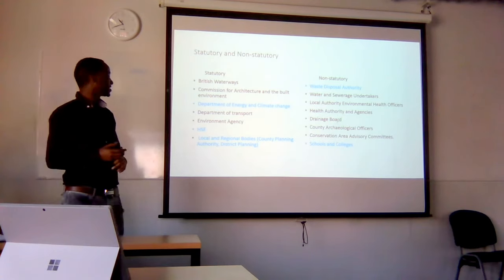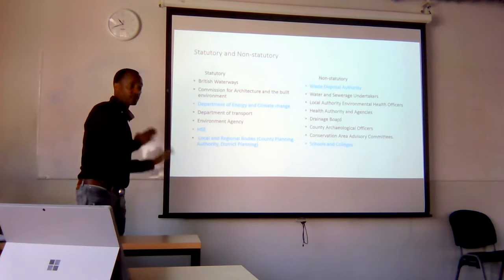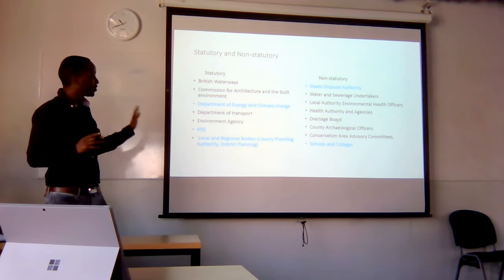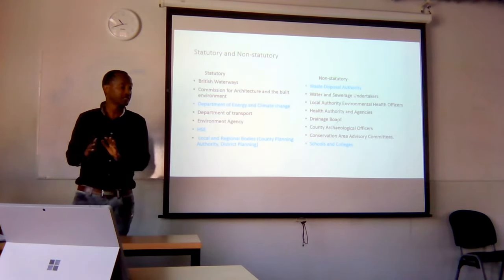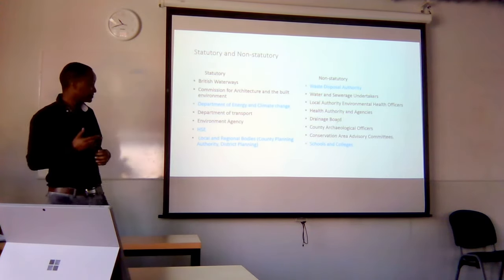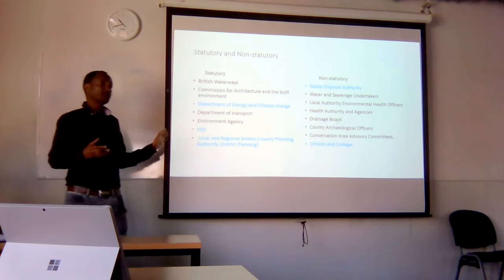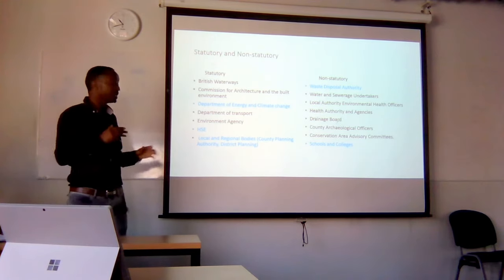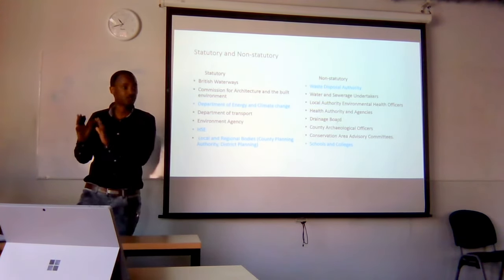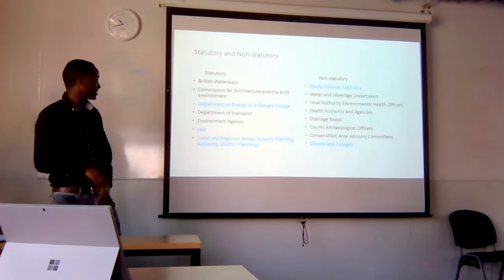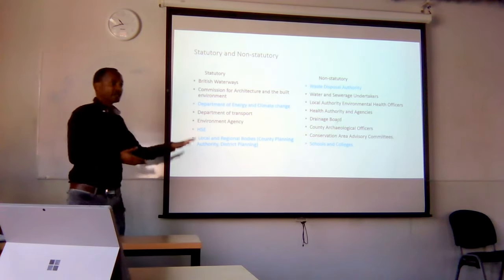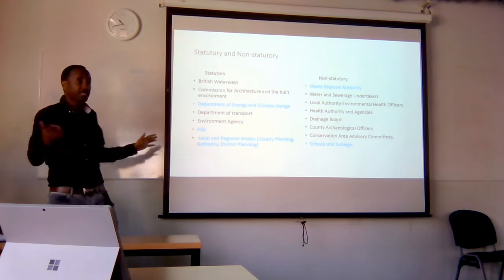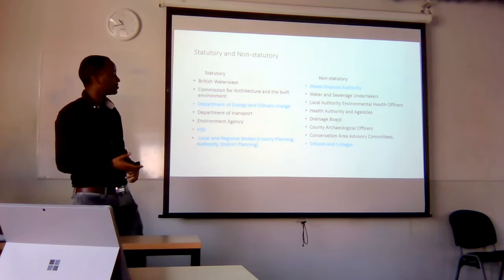The Department of Energy and Climate Change is responsible for energy that goes to the UK and controls the companies that build it, and is also involved in controlling climate change in the country and controlling renewable energy systems. Health and safety is responsible for health, safety and welfare in building, construction, and any type of project, and enforcing the companies to abide by the rules and regulations. Local regional bodies are the county planning authority and district planning. This is the body that is allowed to give permission for projects to go ahead and to say yes or no.